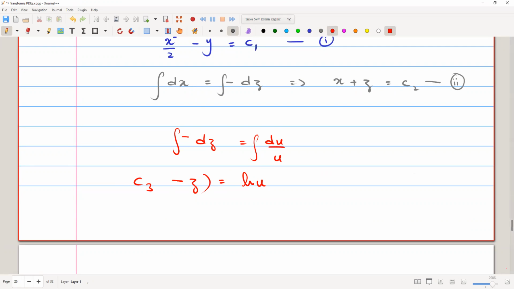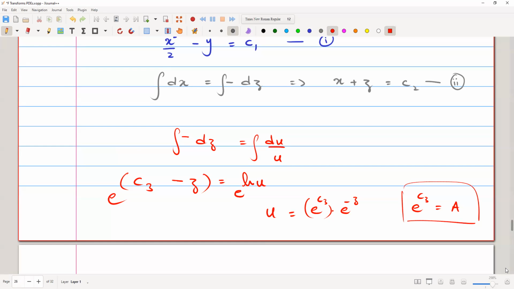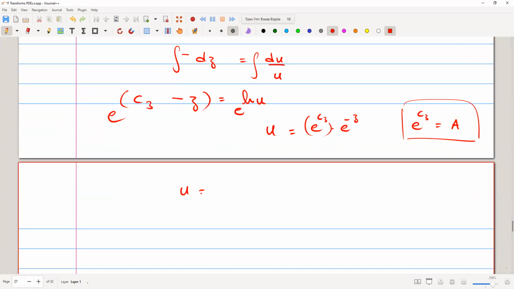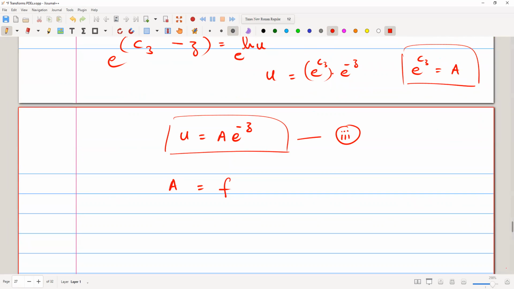Therefore, if we raise both sides to the exponential to get rid of the ln, we get u equals e to the power c3 times e to the power negative z. We can call e to the power c3 as a, because it's a constant. So we get u equals a times e to the power negative z. We can call this equation 3, but the important thing here is that this a is not only a function of c1, but a function of c1 and c2, because now we have three independent variables.